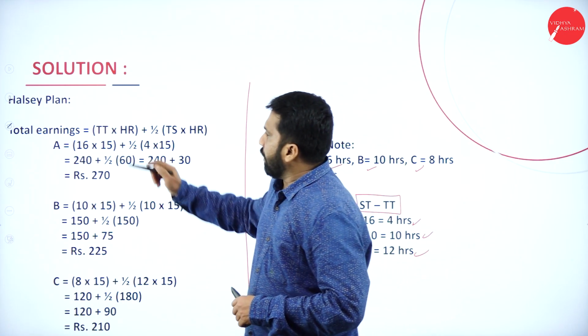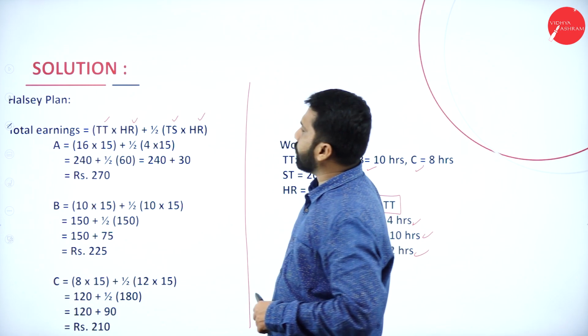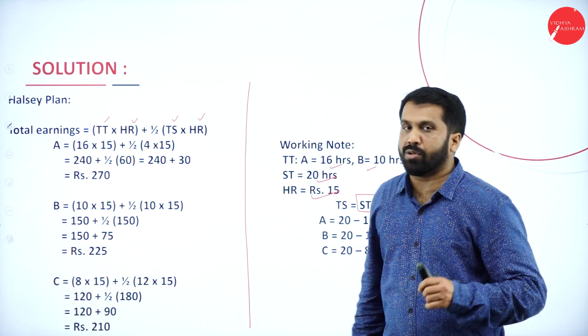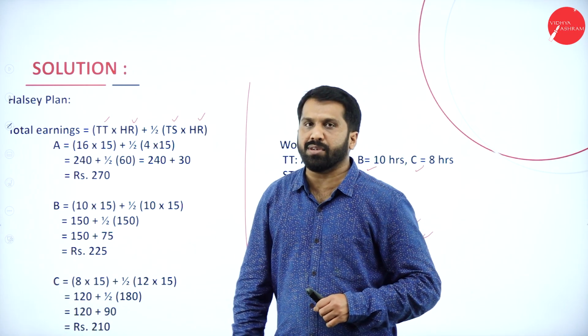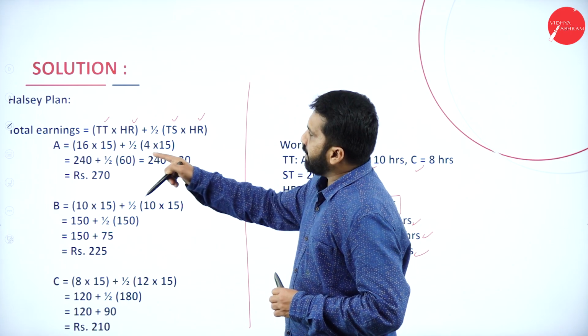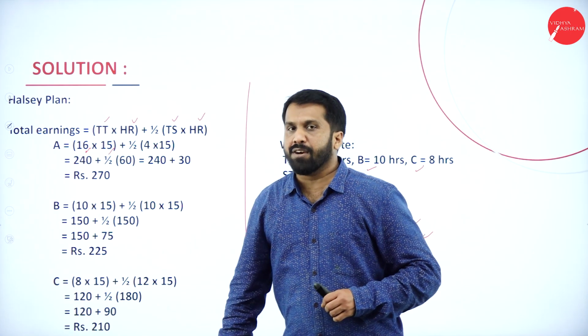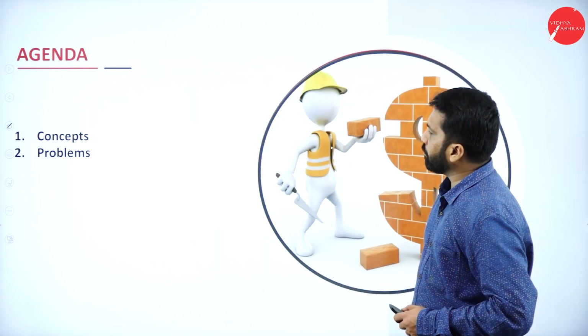In this, time taken into hourly rate, time saved into hourly rate. Again, I'll repeat: time taken into hourly rate plus half of the time saved into hourly rate. Now, A is equal to how much? Time taken 16, hourly rate is 15. Where do you get all this information? Go back to your question.